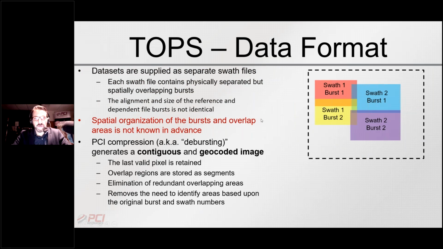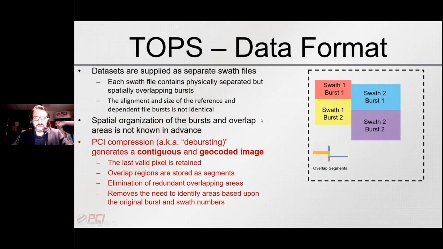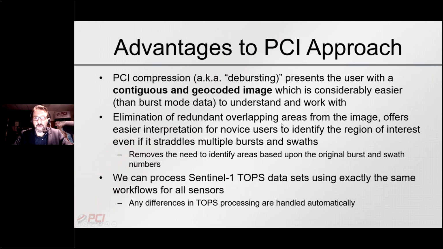And so what we've done is we've developed a debursting algorithm to allow you to work with a contiguous single geocoded image. That means we retain all the pixels. We sort of eliminate some of the data because we reduce the overlap regions that are stored, and really we give you the option to work with a single image. So it's quite advantageous to work this way.